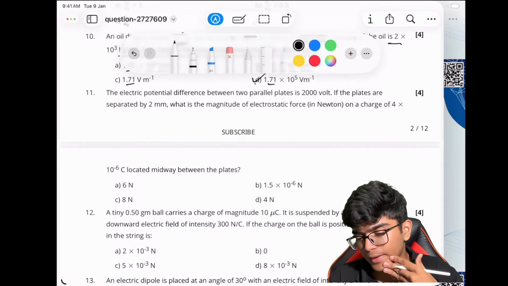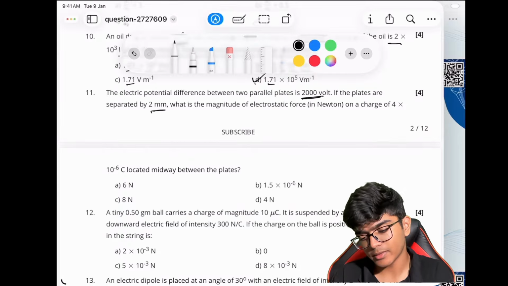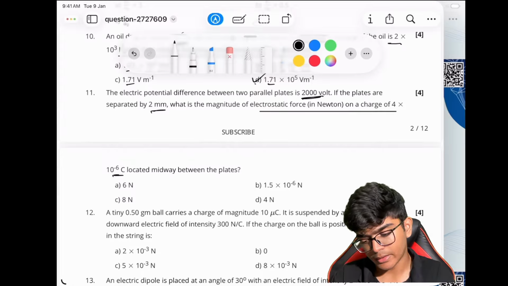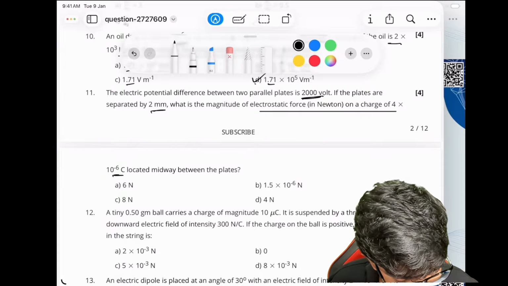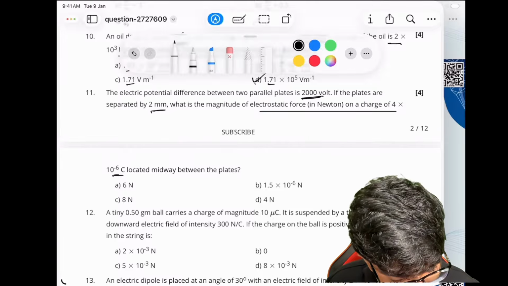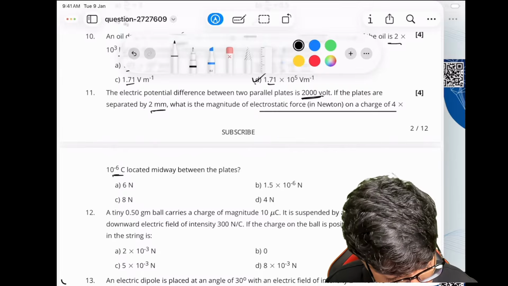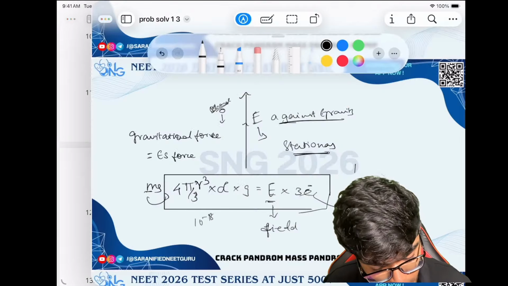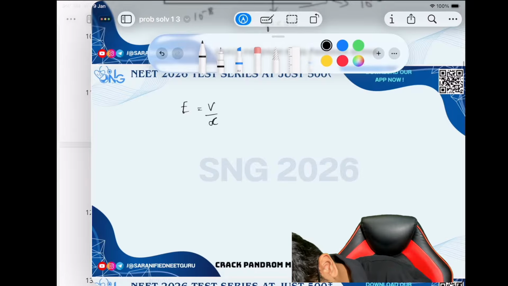Potential difference between two parallel plates of a capacitor நினைக்கிறேன் இது 2000 volts. The plates are separated by this much distance, and it is an electrostatic force on a charge of 4 into 10 power minus 6 c located between the plates. Okay, it's a very nice question. Basically, field is equal to v by d. Field into q is equal to my force.